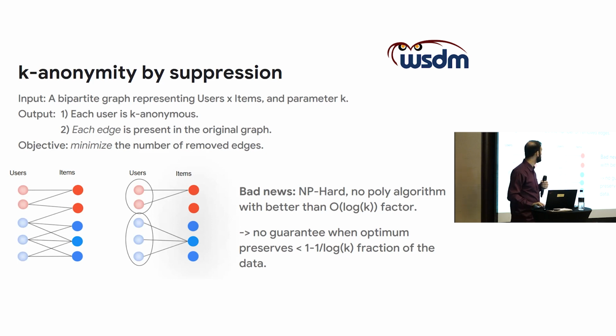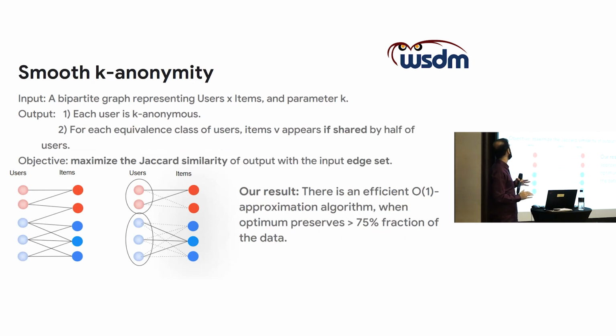I'm emphasizing in theory. The other notion is k-anonymity without suppression, or what we define as smooth k-anonymity. In smooth k-anonymity, again, we want to have these clusters, and we want the size of each cluster to be at least k, and in each cluster, everyone looks the same. But we can add or remove edges, right? But we cannot just add anything or remove anything that we want. If we have one edge, we want at least half of the users in that cluster to have that particular feature.